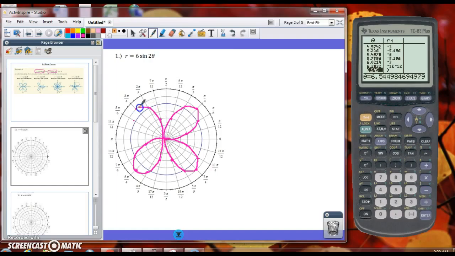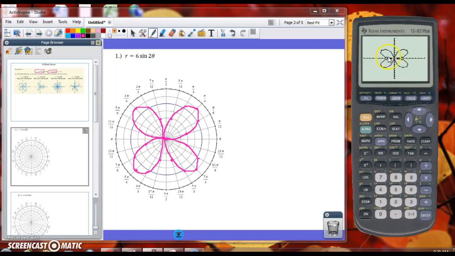And then I'm coming around here like that. And that's what your graph looks like, which is what it basically looked like when we graphed it there. Okay, so that's the idea behind graphing one of them. Let's go ahead and do another one.